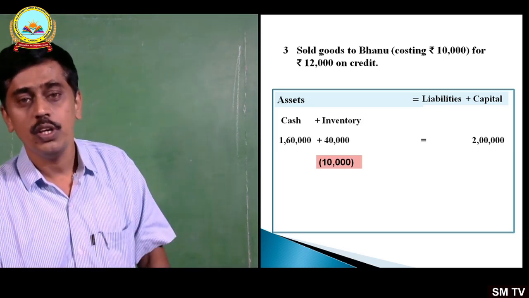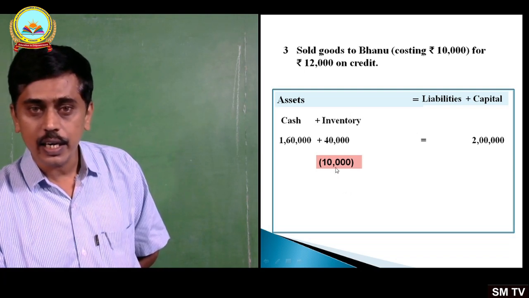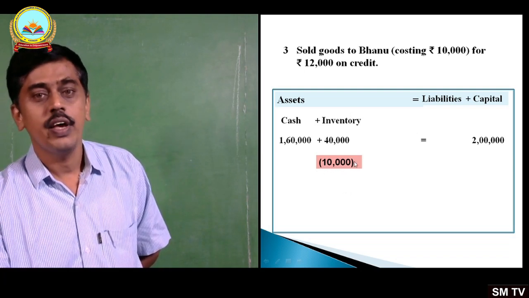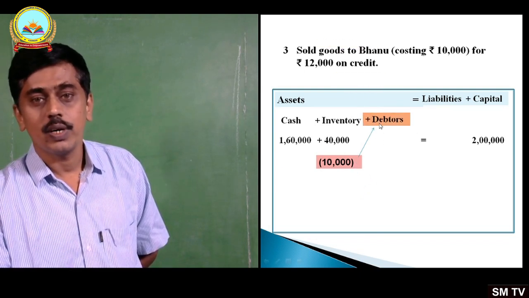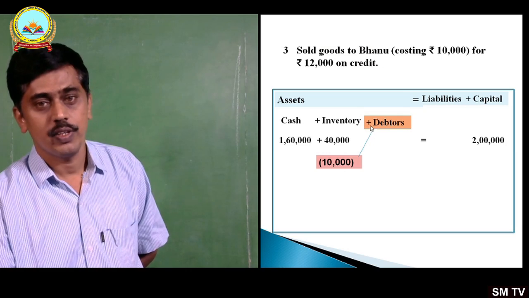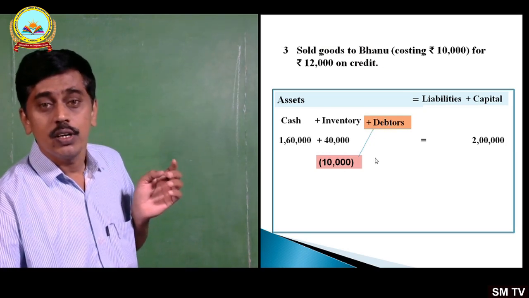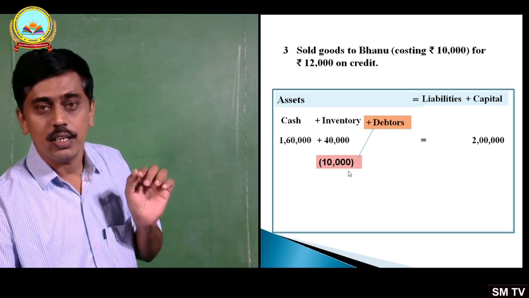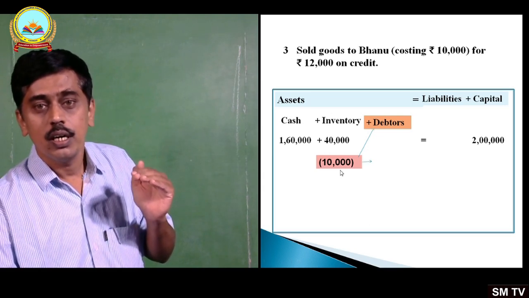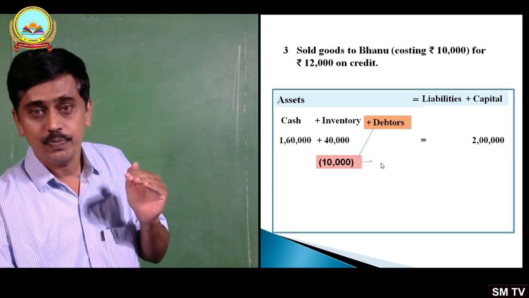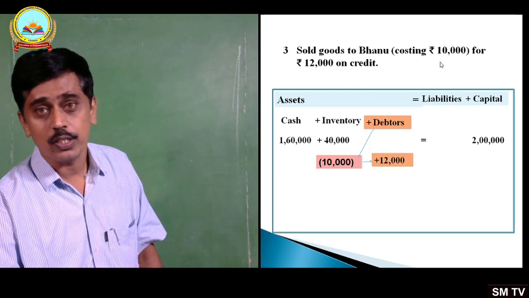So debtors are also assets here. So inventory reduces, I have put it in bracket, and another asset comes, a new asset here. What is that new asset? Debtors. So I have written here plus debtors. How much? Look here, again very interesting. Inventory reduces by rupees 10,000, but debtors how much? Debtors 12,000 rupees. This is how it happens.